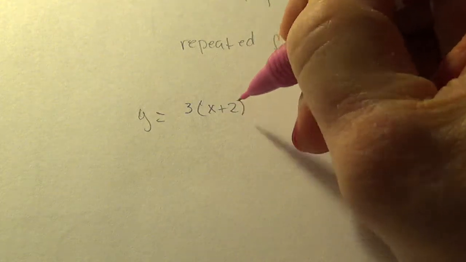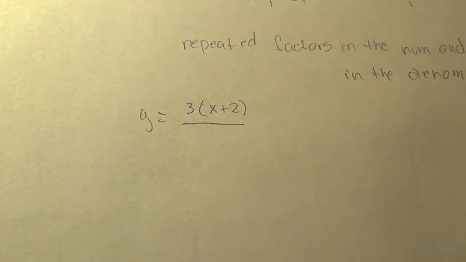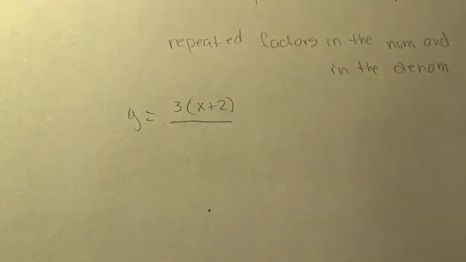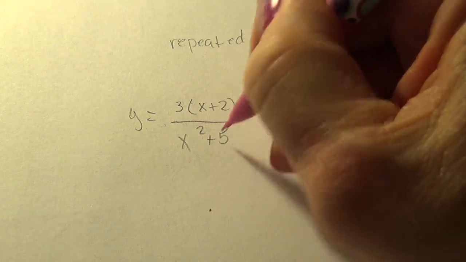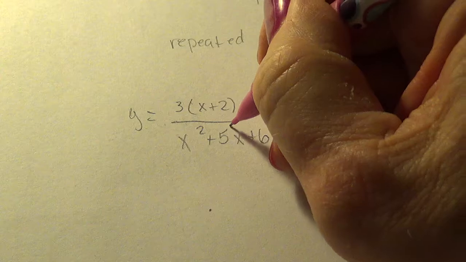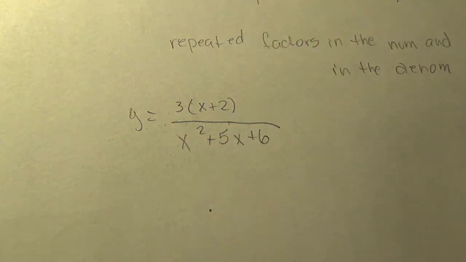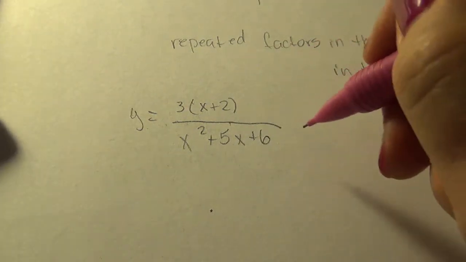So, what in the world do we mean by repeated factors in the numerator and the denominator? I don't see much repeated here. But once you factor it, you will.